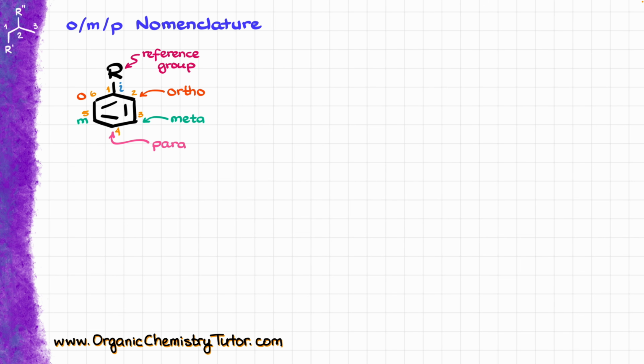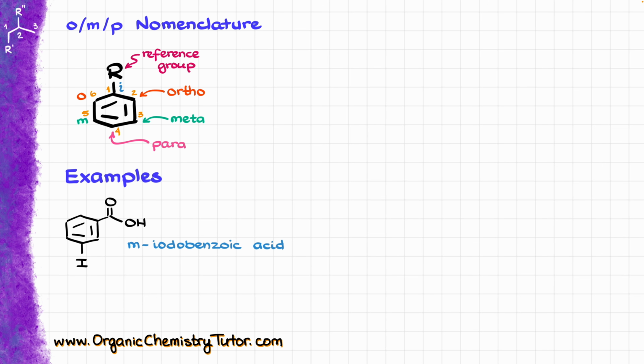Now, the way we're going to be using Ortho-Meta-Para is probably easier to show with an example. Here I have a molecule, and in this molecule I have two different substituents sitting on my aromatic ring. I have the carboxylic acid and I have my iodine over here. Since carboxylic acid has the highest priority, that one is going to be my reference group, and that carbon is going to be my carbon number 1.